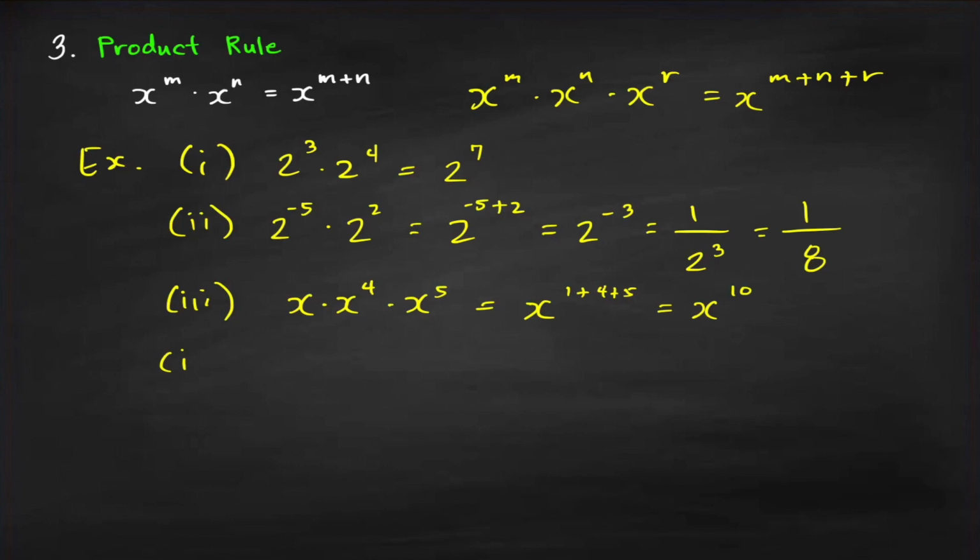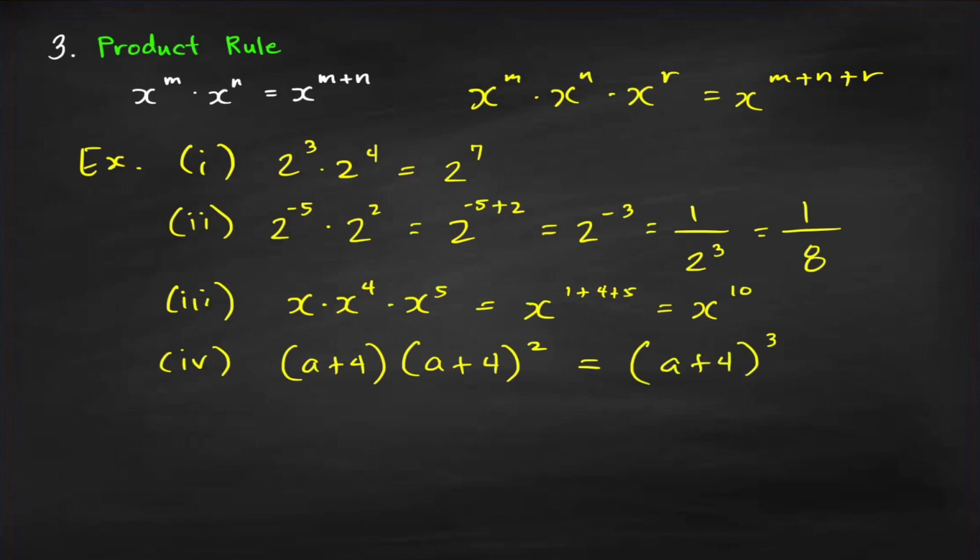Next problem. So if we have, let's say, a plus 4, and we multiply this with a plus 4 quantity squared. So again, you have here one copy of a plus 4 multiplied to two copies of a plus 4. So all in all, we have three copies of a plus 4. So this is a plus 4 quantity cubed.